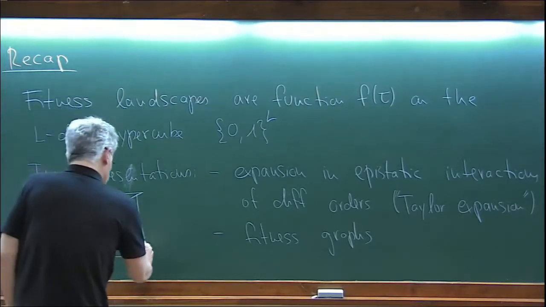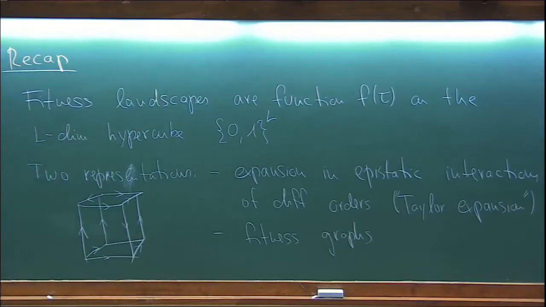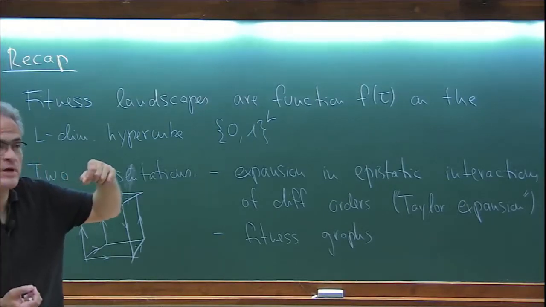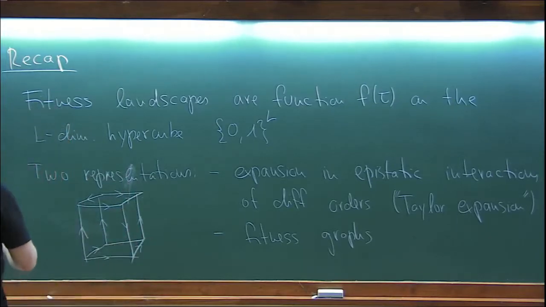Now, of course, this fitness graph doesn't contain the whole information about the fitness landscape. This was also something that some of you asked yesterday. So what it does, mathematically speaking, it encodes a partial order on these fitness values. That is, by looking at the fitness graph, you can tell which of two fitness values is greater if they are adjacent on the cube, right? So it's a kind of partial order of fitness values.